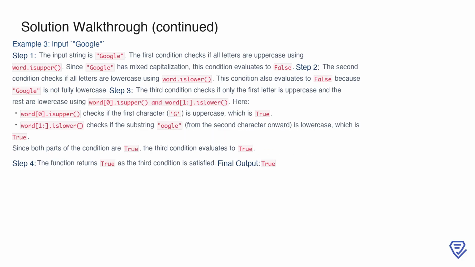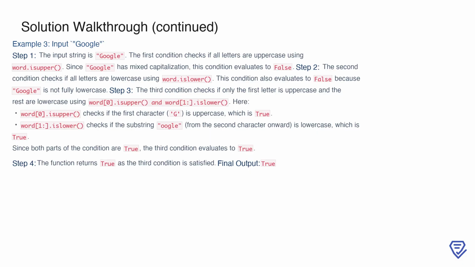Now, in example 3, we have the input string Google. The function first checks if all the letters are uppercase using word.isupper. Since Google contains both uppercase and lowercase letters, this condition evaluates to false. Next, it checks whether all the letters are lowercase using word.islower. This condition also evaluates to false because Google is not fully lowercase.